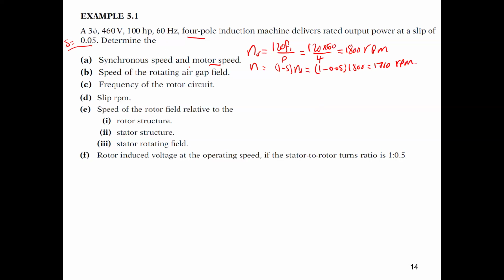Now, the speed of the rotating air gap field. You know that any air gap field, guys, is going to be the same as ns. So this is 1800 RPM.